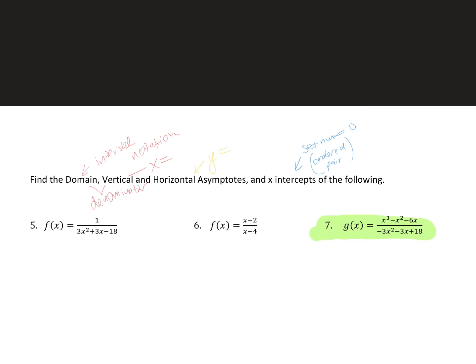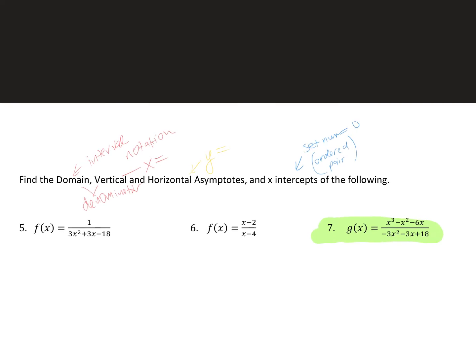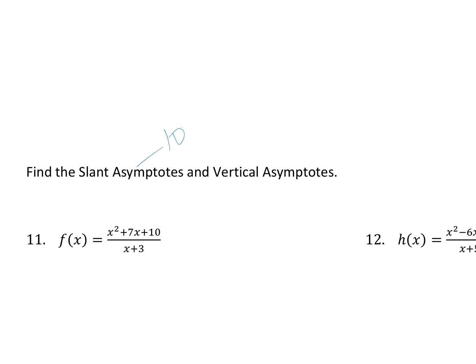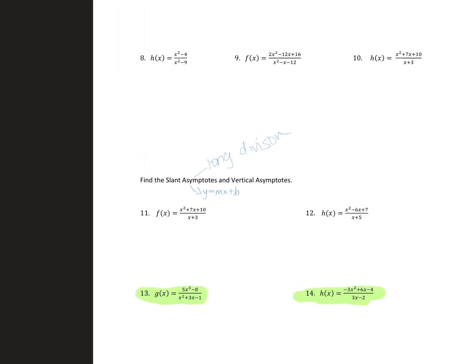So if you have a question that says find the slant asymptote, what do you do? Long division. Long division for slant asymptote. How does your answer need to be written if you have a slant asymptote? y equals mx plus b. If you forget the y equals, guys, I'm taking points off. Please be aware of that. Your slant asymptote, when you do the long division, it's got to say y equals, then whatever you get. Everybody with me? Okay.